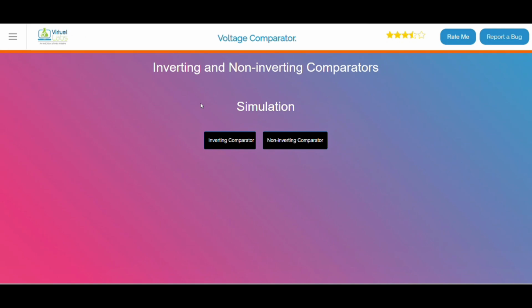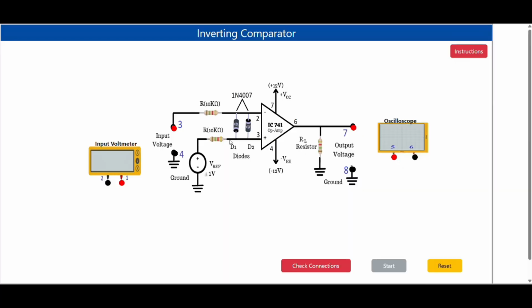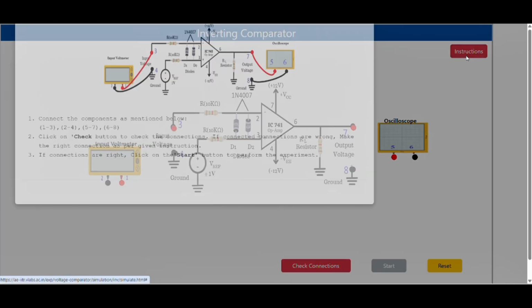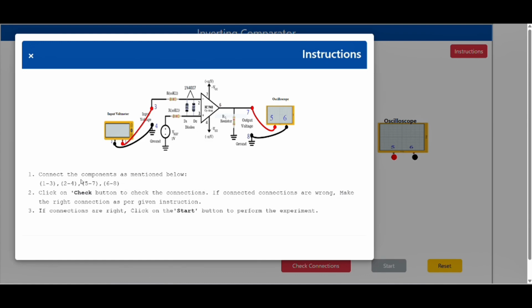As I said before, there are two types of comparators. One is inverting and the other is non-inverting comparator. So let's get started with the simulation of the inverting comparator. This is the circuit diagram of the inverting comparator. Let's see the instructions. It gives the connections of components 1 to 3, 2 to 4, 5 to 7 and 6 to 8, and the check button and the start button.